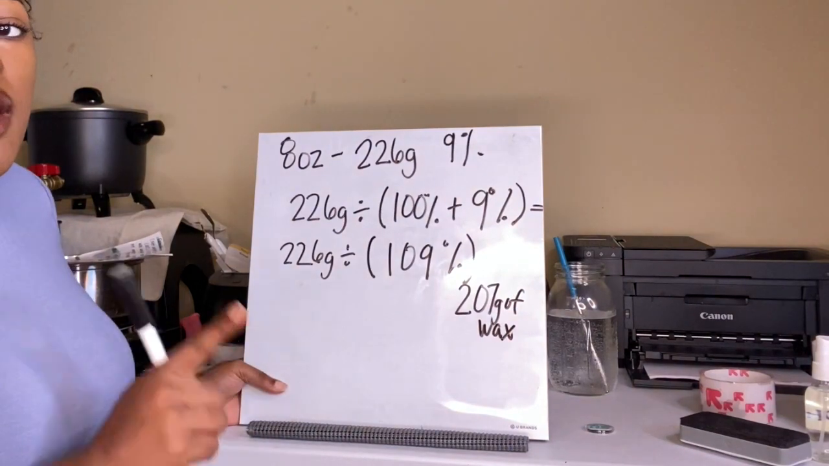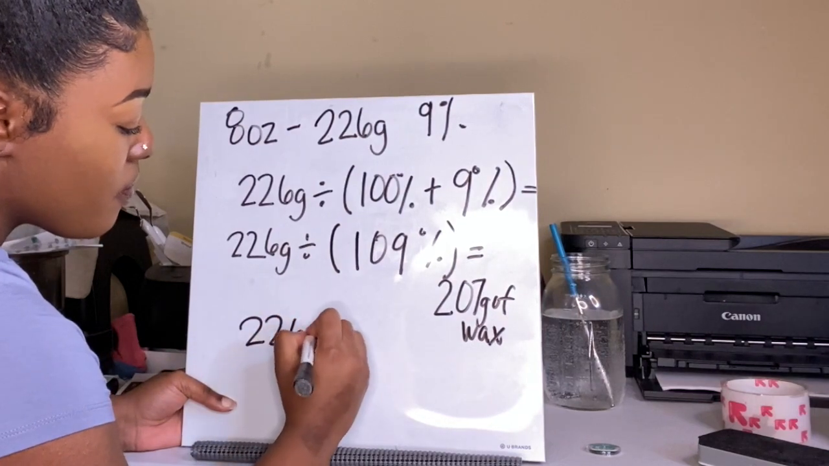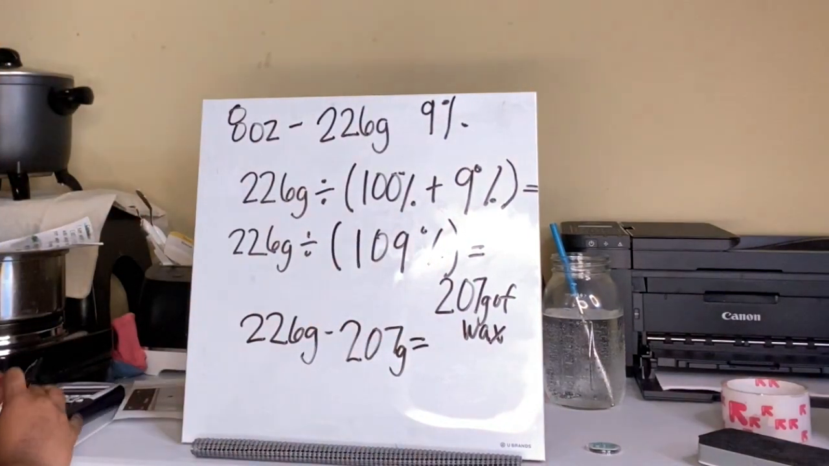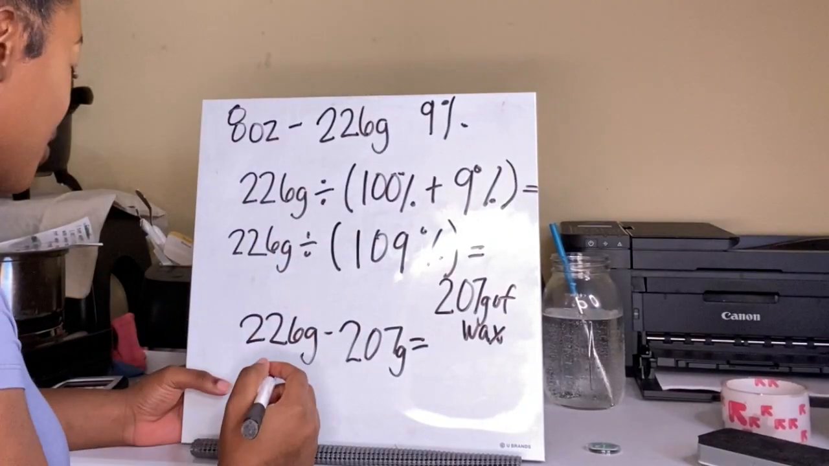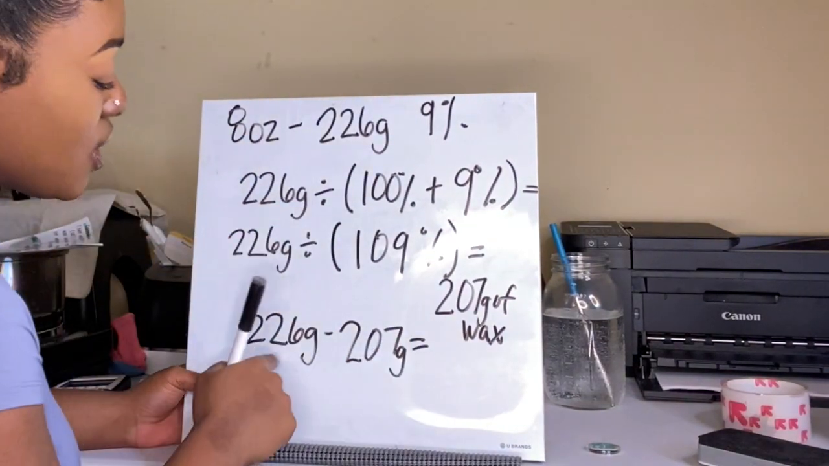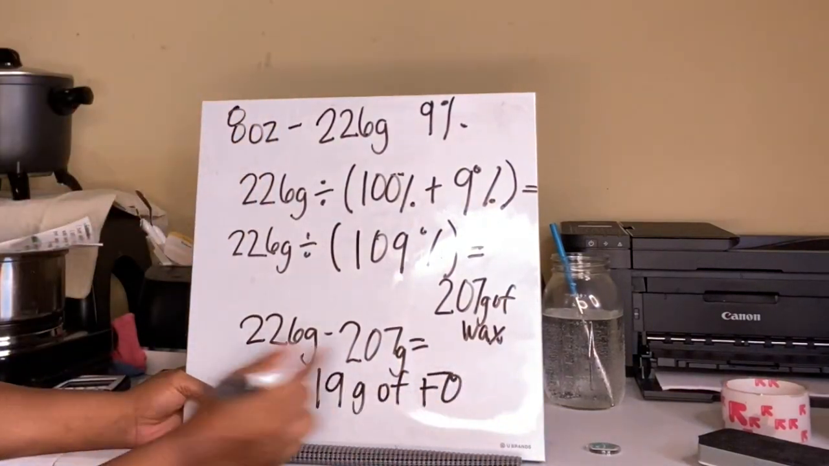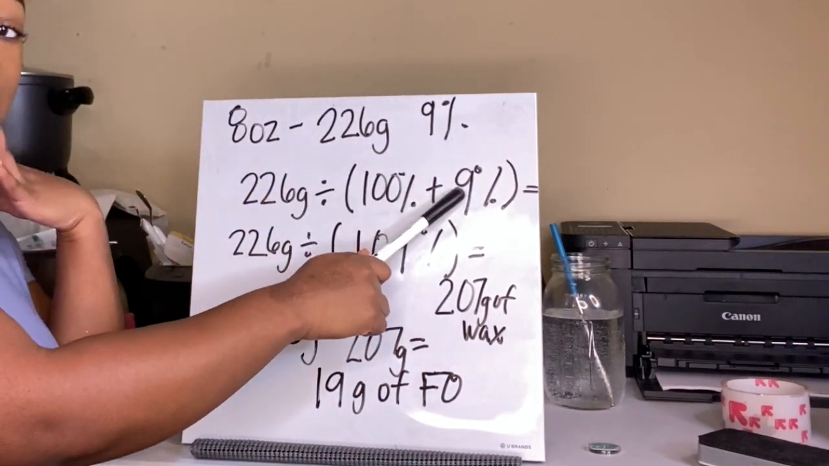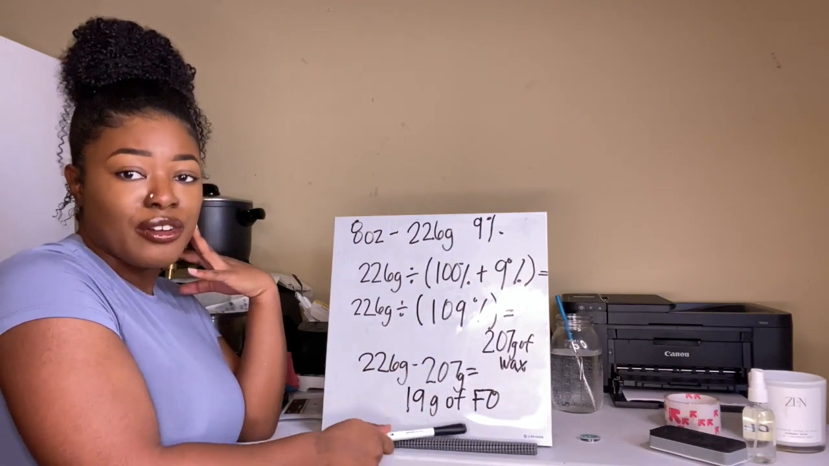So we still need to figure out how much fragrance oil is needed. So all you're gonna do is your net weight minus your fill weight. And I know some of y'all just did that in your head, and you know what? You go. But I like to recheck myself, okay? So that's gonna give us 19 grams of fragrance oil. And that is literally our problem, guys. So for an 8-ounce candle where we're using 9% of the fragrance oil, we're gonna need 207 grams of wax, 19 grams of fragrance oil.